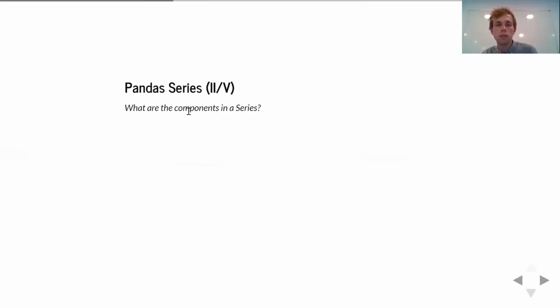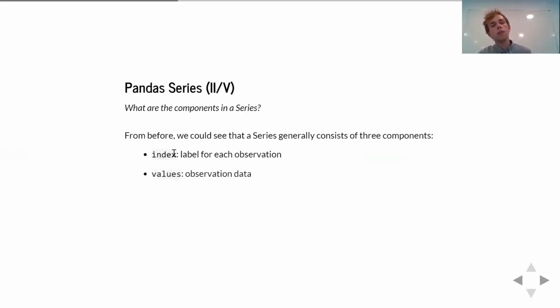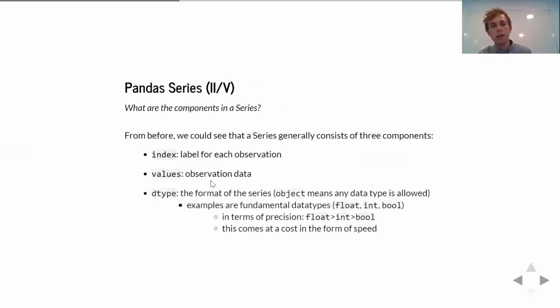So what are the components in the series? From before, we could see that a series consists of 3 components. It consists of indices, so you can think of that as a label for each observation. Then it contains values, or data really. And then it contains this dtype, this data type. So that's the format of the series. And in the example from before, the dtype was object, which means that basically any data type is allowed. So there are also other data types.